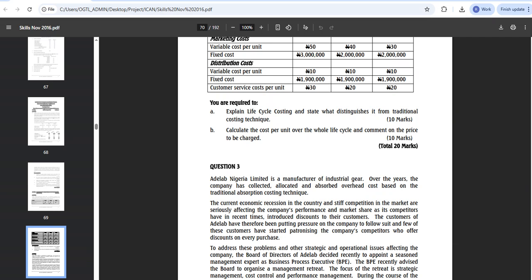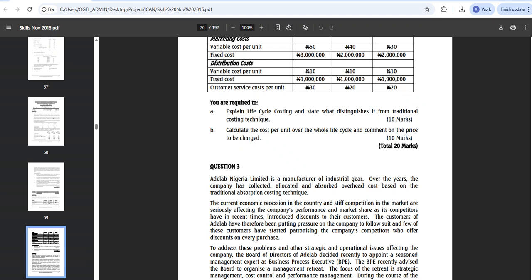So life cycle costing will bring out all these costs, those we have in traditional costing, and those we don't have in traditional costing. Life cycle costing will bring out all of them in stages, at different levels, at different lifespans. Alright? So that's what differentiates it from others.